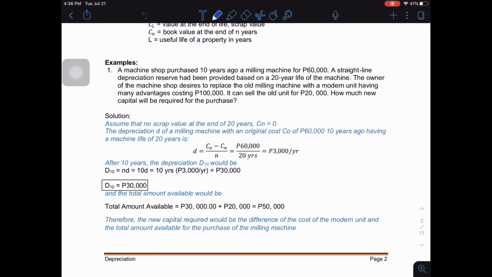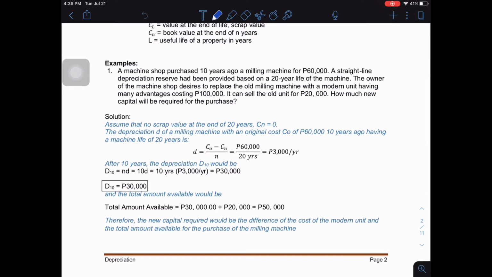So, this is the solution for the depreciation, wherein CO stands for the initial capital or original cost. Since the original cost of the machine is 60,000 10 years ago, having a machine life of 20 years, and we don't have any salvage value, therefore the depreciation is 3,000 per year. After 10 years, the depreciation amount would be 10 times the depreciation, that's 3,000 per year, so giving us a depreciated amount of 30,000 pesos.